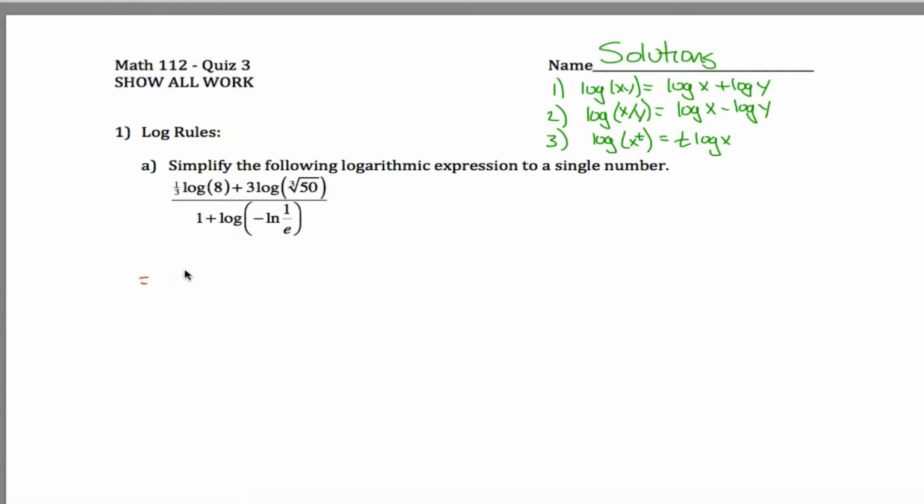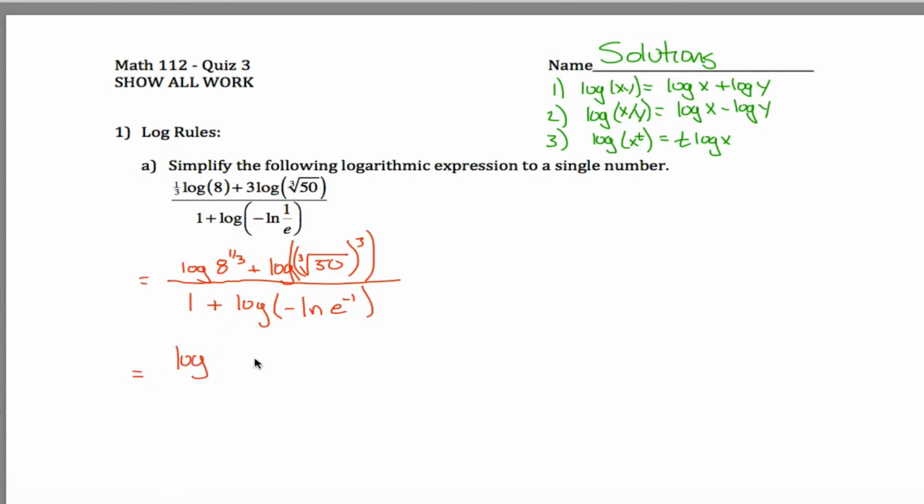So I can say that what I have is the log of 8 raised up to the 1/3 power plus the log of the cubed root of 50 raised up to the 3rd power. Fine. And I'm going to divide that whole thing by 1 plus the log of the negative of the natural log of 1 over e. So the natural log of 1 over e, maybe I'll just rewrite that as the natural log of e to the negative 1 power. Because that's one way you could write that, because 1 divided by e is the same as e to the negative 1 power.